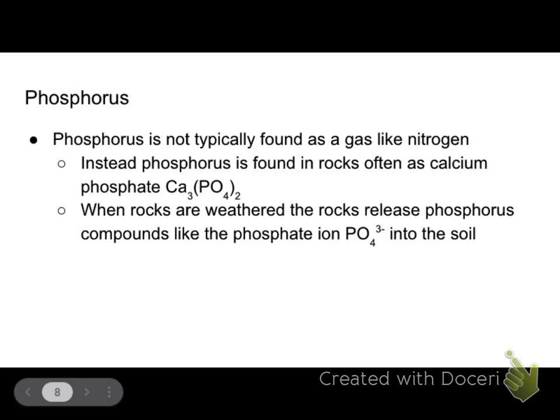When rocks get broken down by weathering, okay, different types of weathering over time, that phosphorus is released. Usually the compound that it's released in is a phosphate ion, so phosphorus and oxygen, but a negatively charged ion. And then when that is released from the rock, it's left in the soil, which is where plants get it. So rain falls, gets the soil wet, phosphate ions dissolve into the water, the plant uptakes the water through their roots, and they're able to get phosphorus that way.